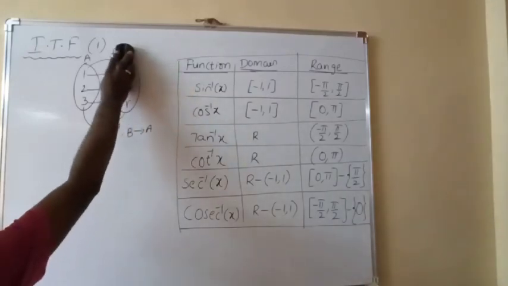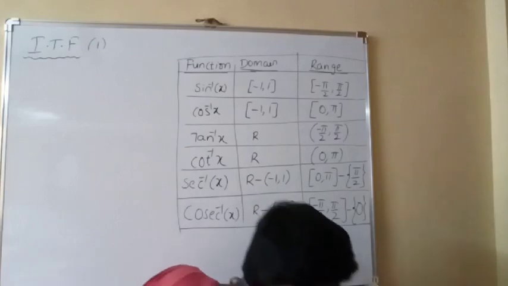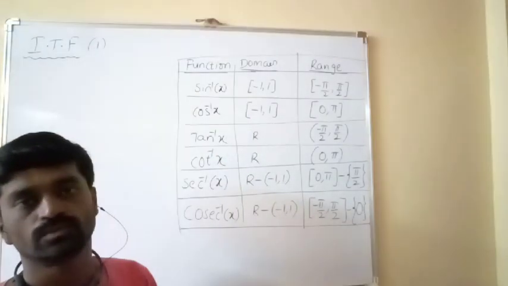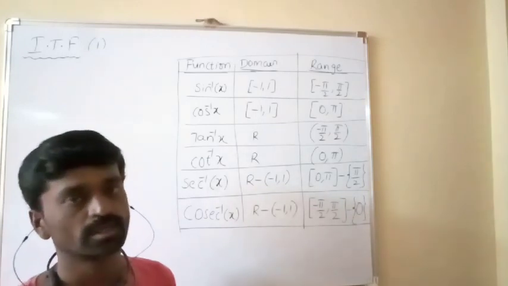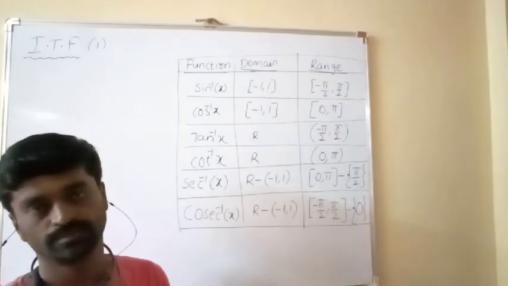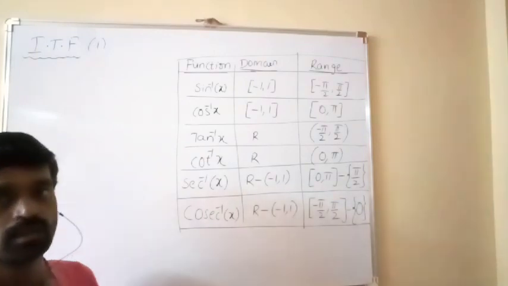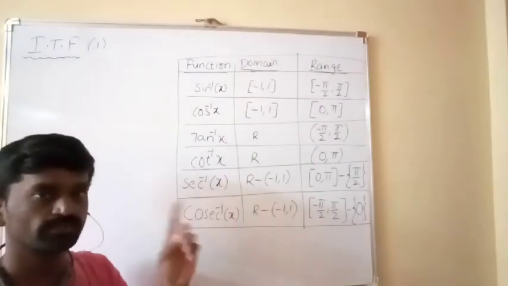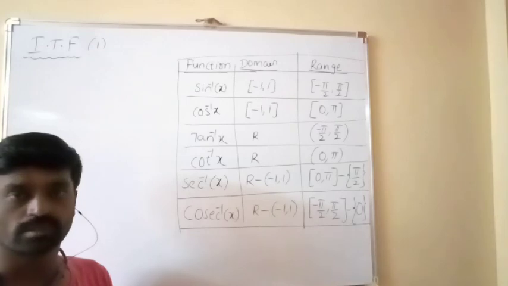Okay, so now the name of the topic is what? Inverse trigonometric functions. That means when the trigonometric functions are invertible. So what are the trigonometric functions? Sine x, cos x, tan x, cosecant x, secant x, cot x. All these 6 functions are trigonometric functions. So what is the domain of the sine function? All real numbers.